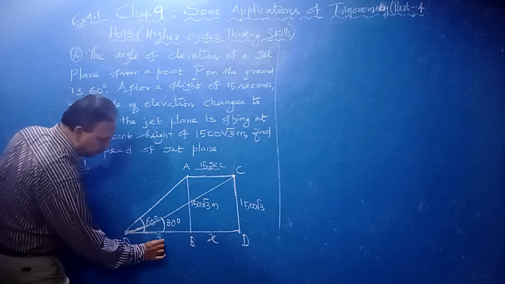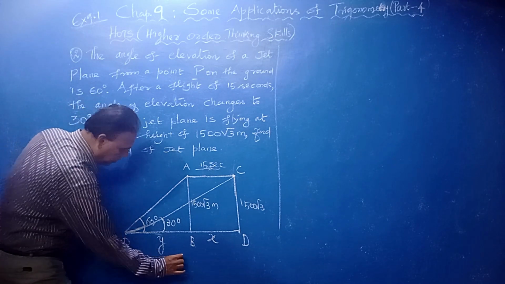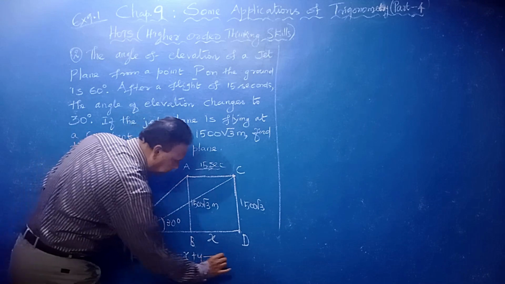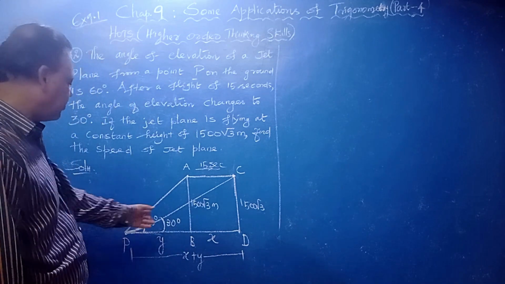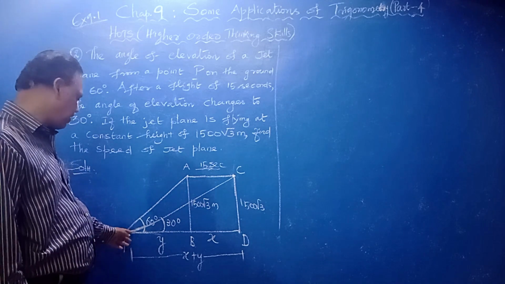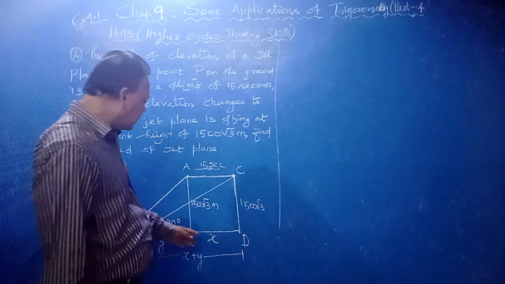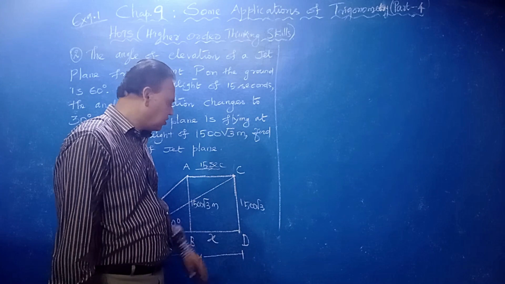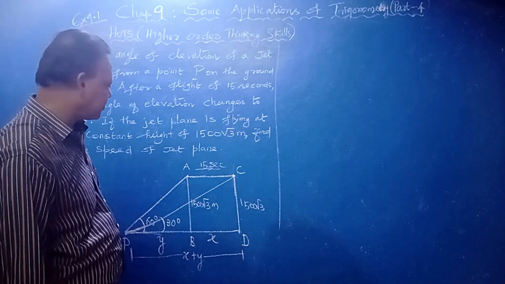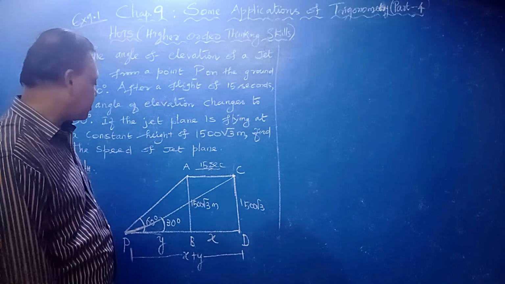So this one you take as y. So the whole distance is x plus y. You have to eliminate y, so first find out y using this 60 degrees. Now, if you know the distance and you have the time, you can find out the speed of the jet plane. That's all. Clear? If you know this distance, you can easily find out the speed of the airplane.